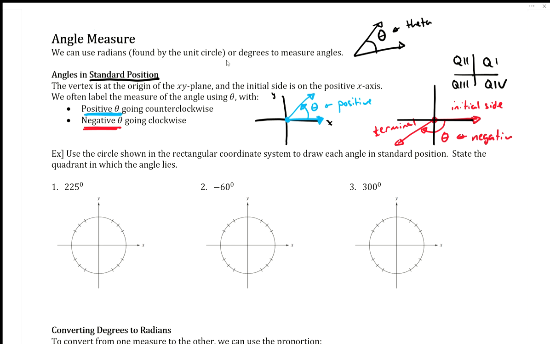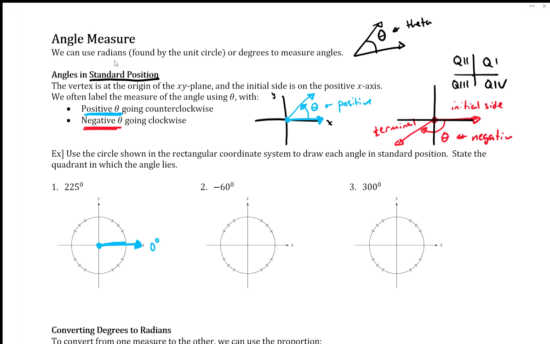All right, so on our problem here, it says use the circle shown in the rectangular coordinate system to draw each angle in standard position. State the quadrant in which the angle lies. So sometimes they draw the circle for us. We'll see a connection with that soon. So it doesn't have to be just the axes. Okay, so like on the first one, we'll draw it twice. Okay, so 225.